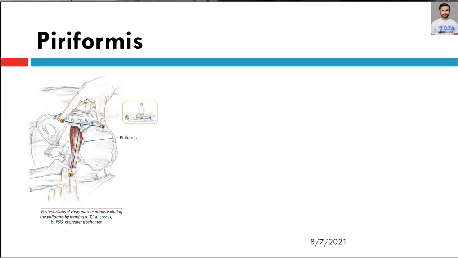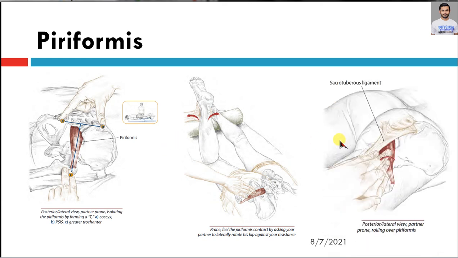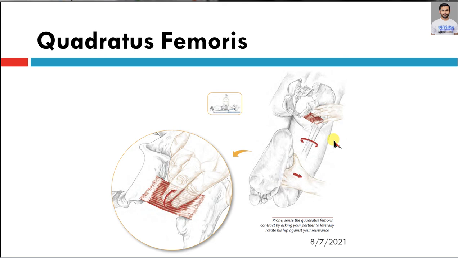For the piriformis, you need to remember these landmarks: the coccyx, the posterior superior iliac spine, and the greater trochanter. If you draw a line, then come to the midpoint of this line, and from that point draw a line towards the greater trochanter, you will find the piriformis underneath this location. With internal and external rotation, you can either tense or relax the piriformis muscle. The quadratus femoris is a small, deep muscle, and you will find its location just lateral and inferior to the ischial tuberosity.